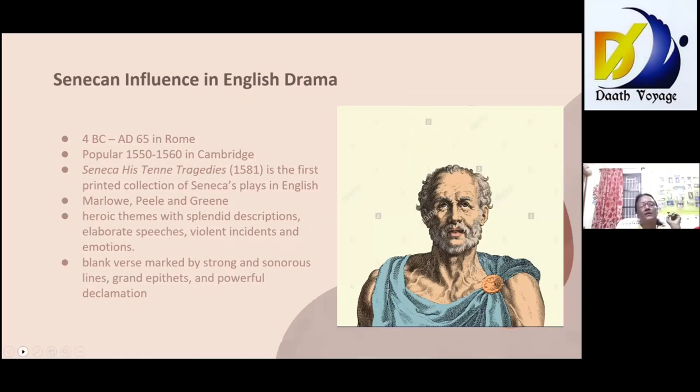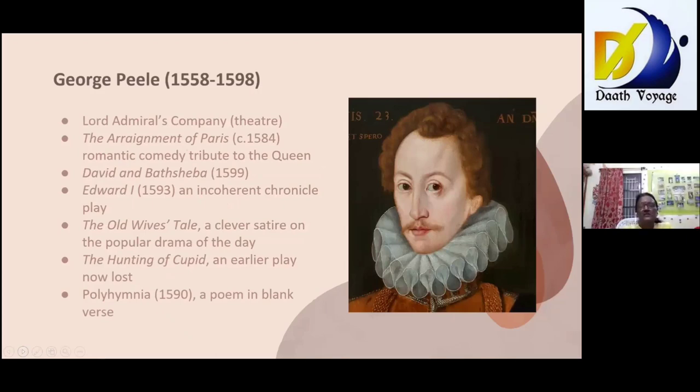And George Peele, the first of the university wits, whose period is 1558 to 1598, belonged to the theatre called Lord Admiral's Company. So I told you many of them are actors as well as dramatists. So he belonged to that theatre called Lord Admiral's Company. And he had written the play called The Arraignment of Paris. It is actually a romantic comedy. It is a tribute to the Queen.